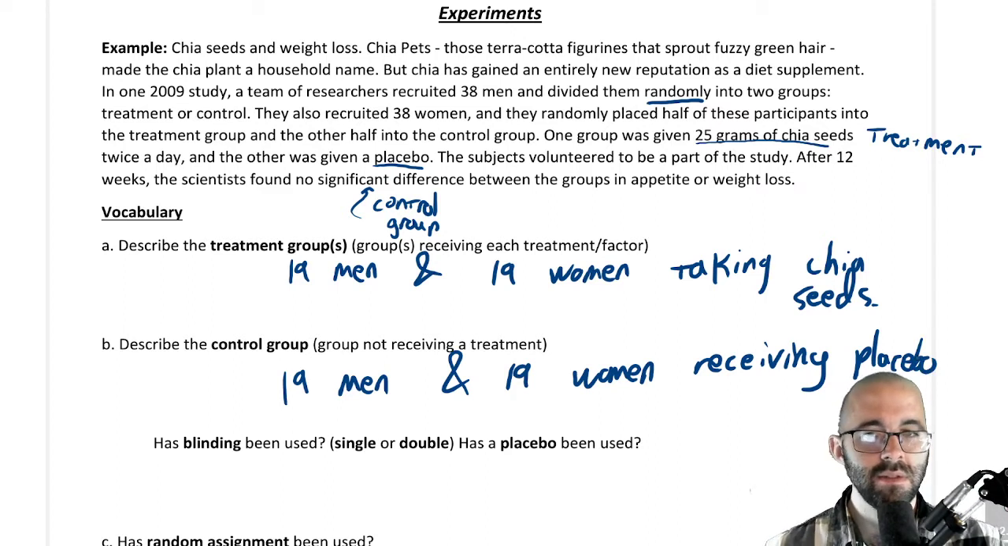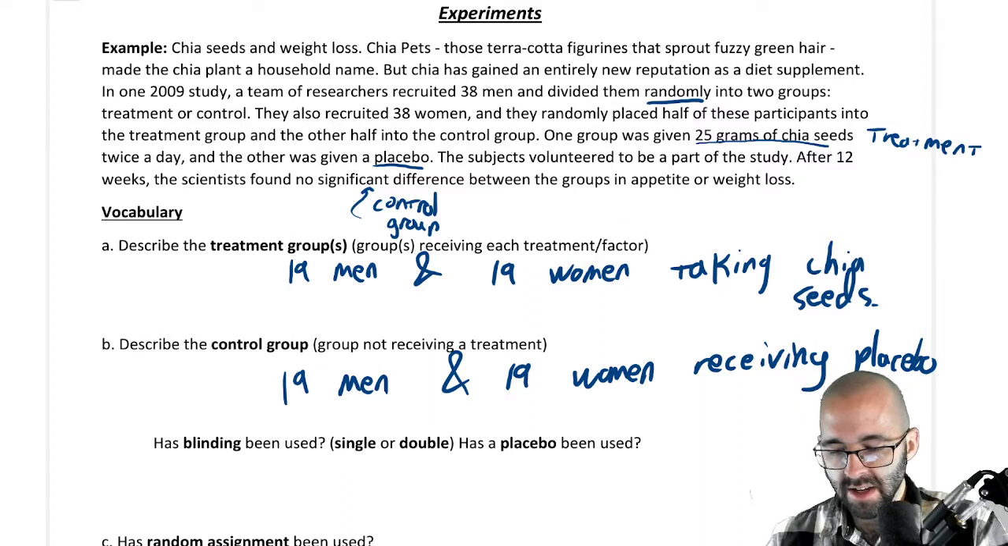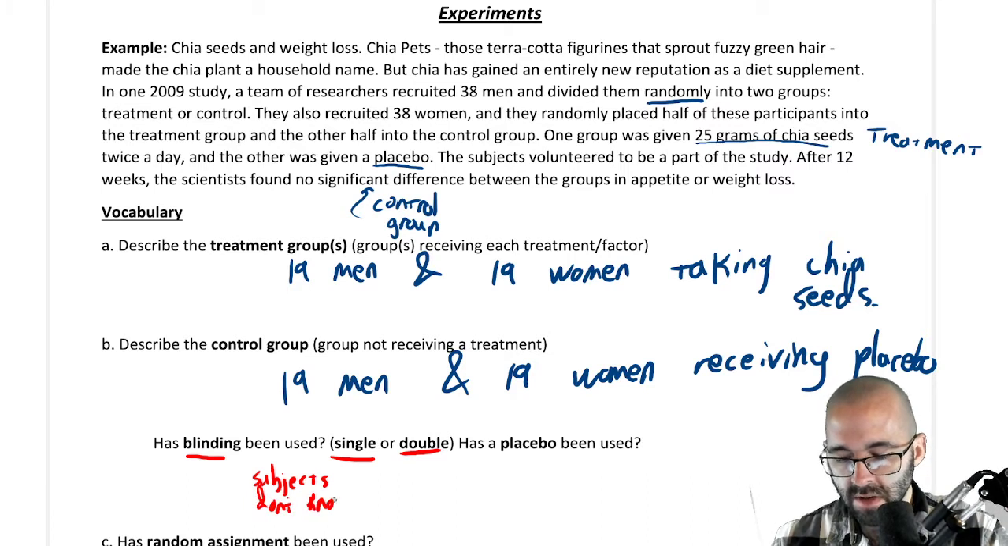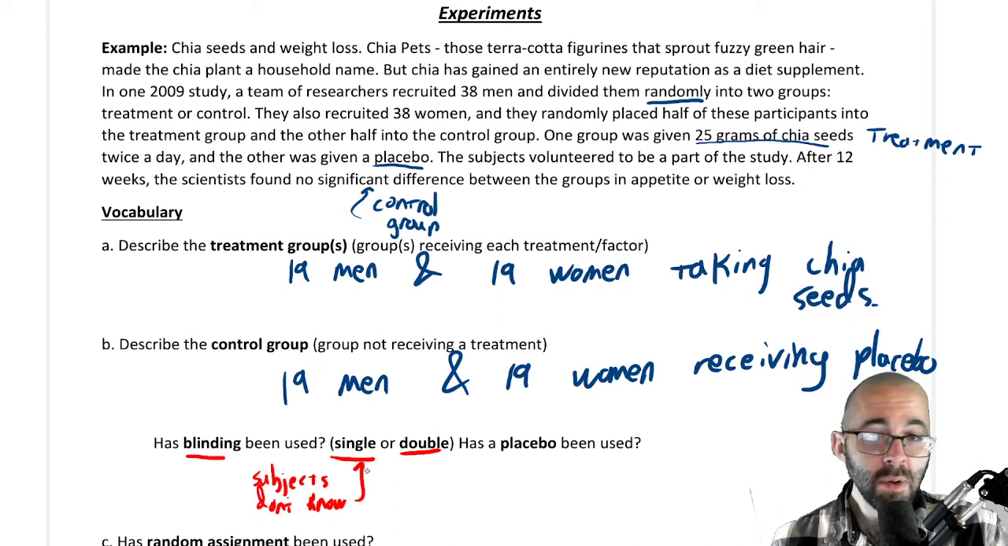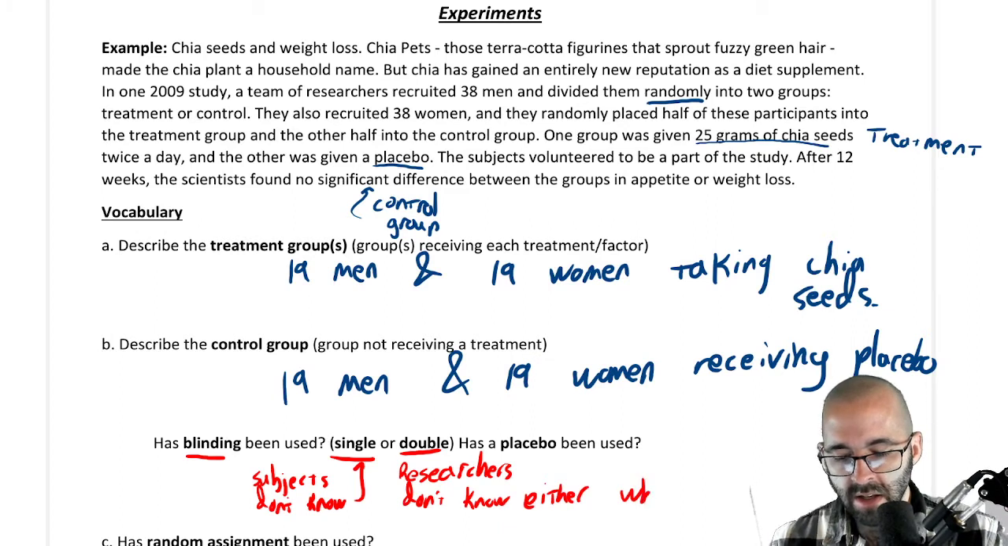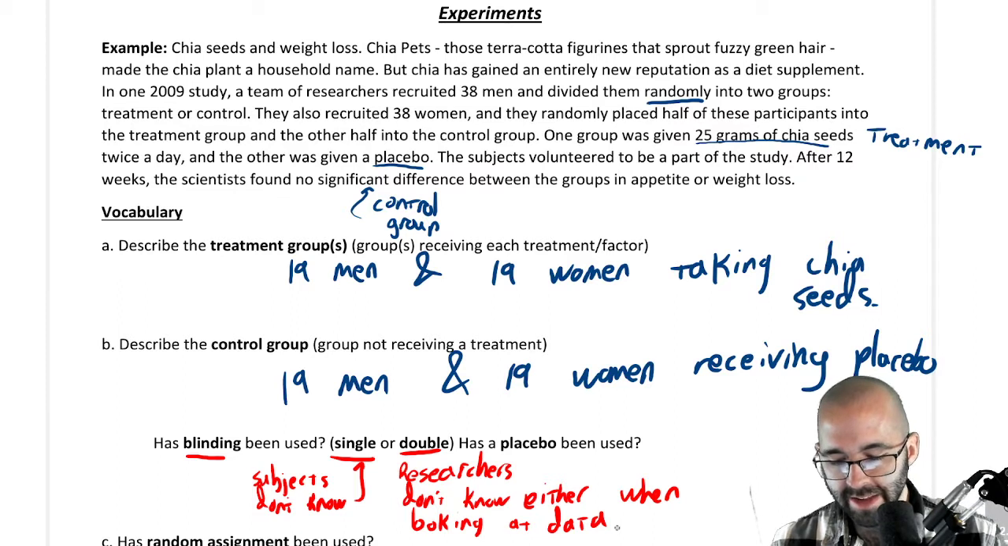Has blinding been used? So blinding, let's go off to the side a little bit. Blinding is either single or double blind. Single blind means the patients, or let's say subjects, don't know. That's what single blind means. Whereas double blind means the researchers don't know either when they're looking at the data. Why does that look like I wrote "boking"? The lo looks like a b. Let's try to fix that. There we go, much better.